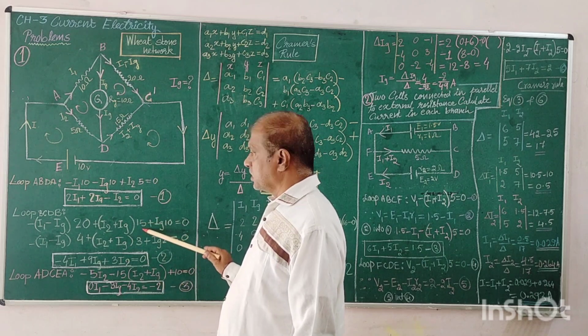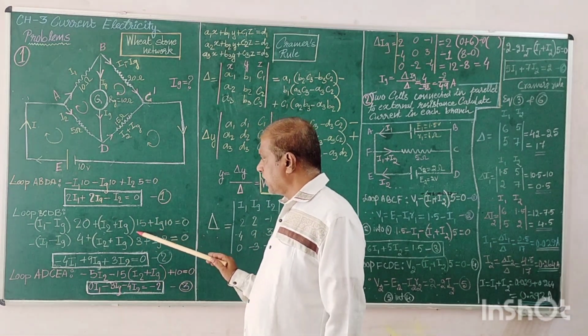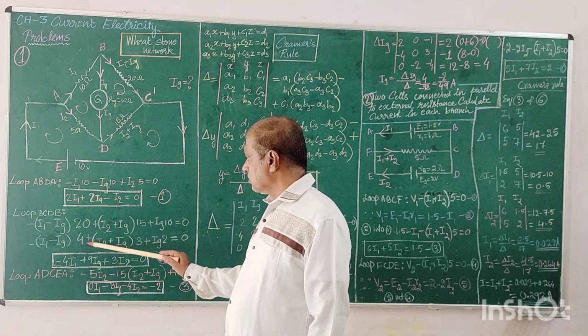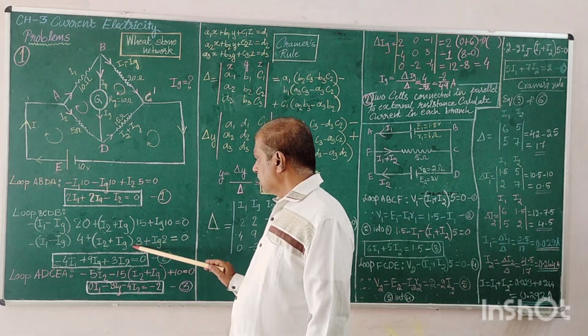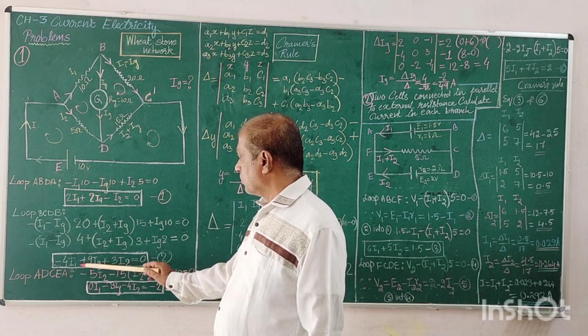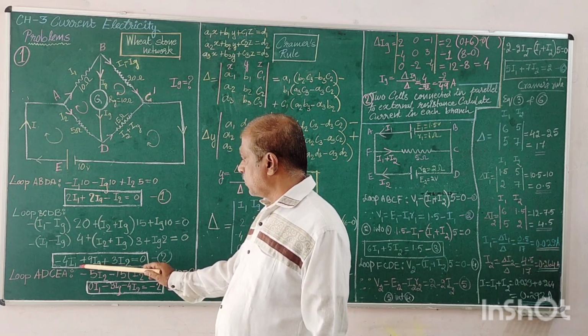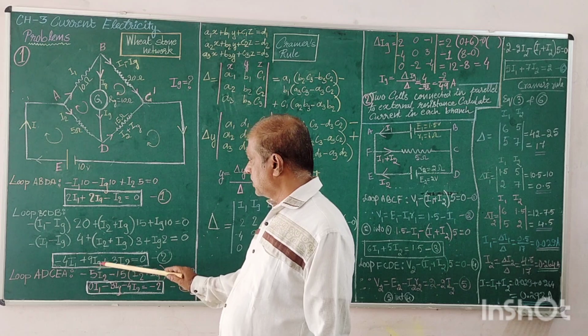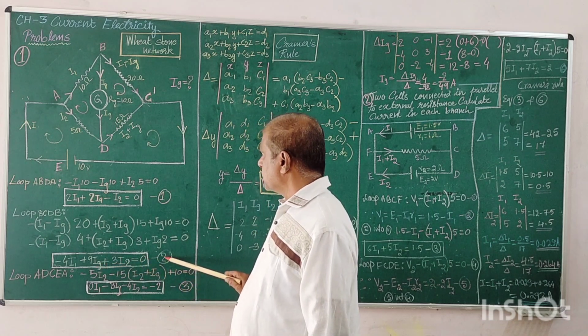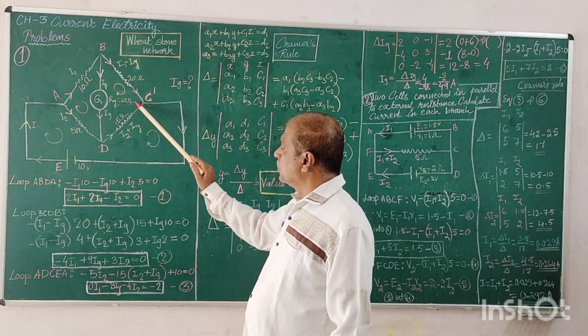The equation is divisible by 5 again. Divide throughout by 5 and remove the brackets. Simplify. You get this value. That is minus 4I1 plus 9Ig plus 3I2 equals 0, as equation 2 from this loop.